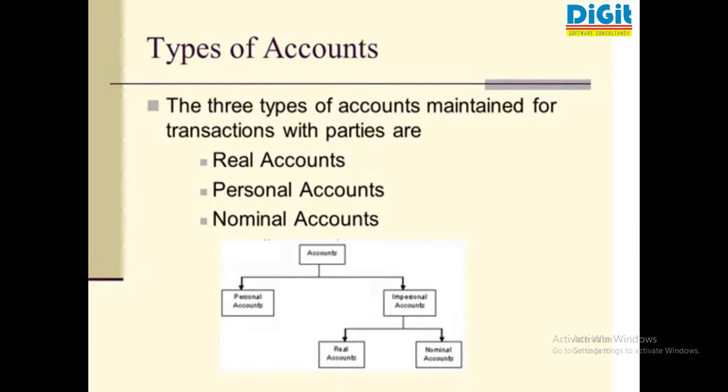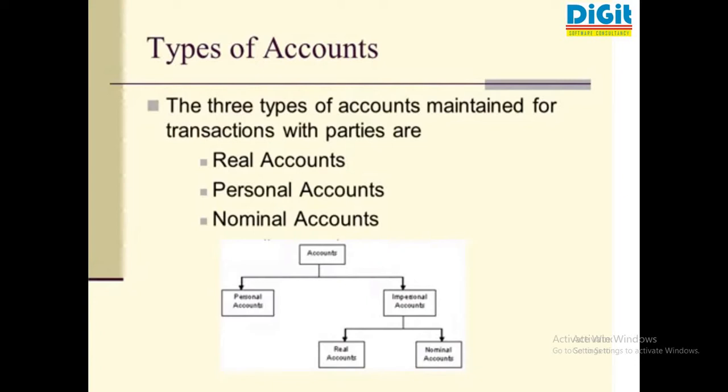For example, if there is a cash account, then you will find all cash transactions in that account. We will not mix up any other transaction there. If it's a sales account, then all sales transactions will be there. In a purchase account, all purchase transactions will be there. That means this is a statement where we record all transactions related to one particular subject only. And these accounts are classified into three. The three types of accounts maintained for transactions with parties are the real account, personal account, and nominal account.